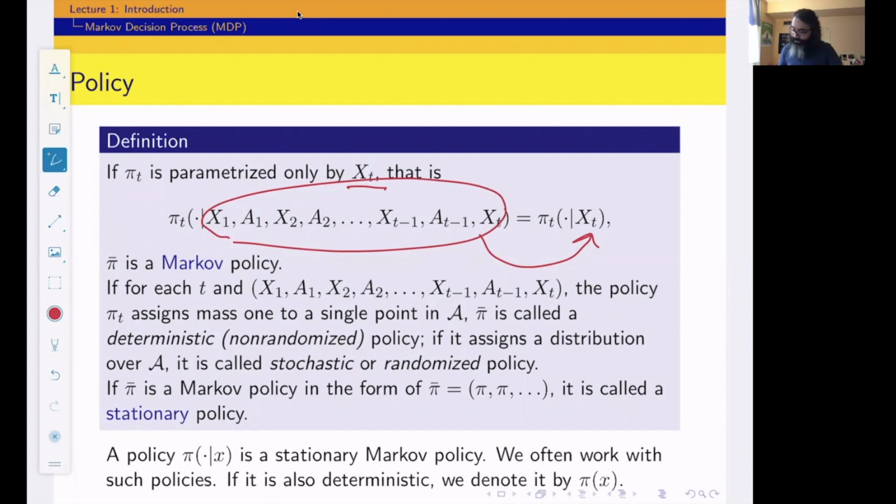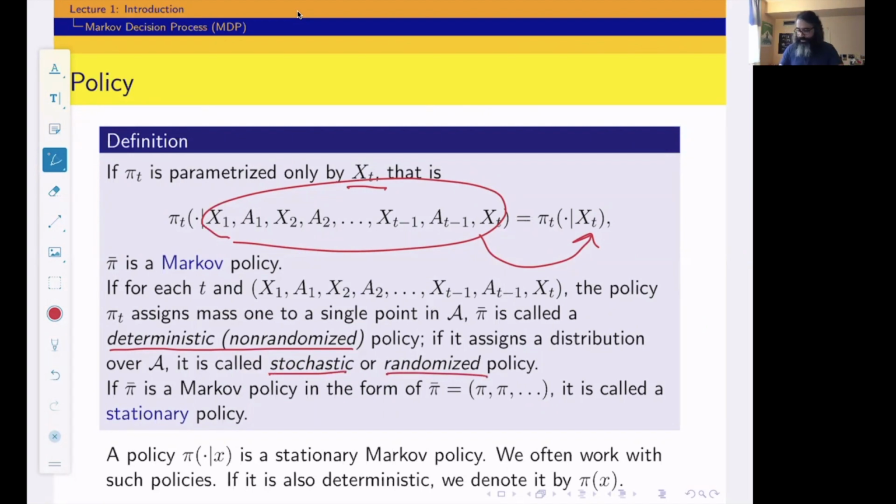Okay, so the other definition is whether the policy π_t assigns mass 1 to a single point in A. If one of the actions has all the probability and the other actions have probability 0, then that π bar is called a deterministic or non-randomized policy. And if it assigns a distribution over actions, which is not concentrated in one particular action, it is called a stochastic or random policy.